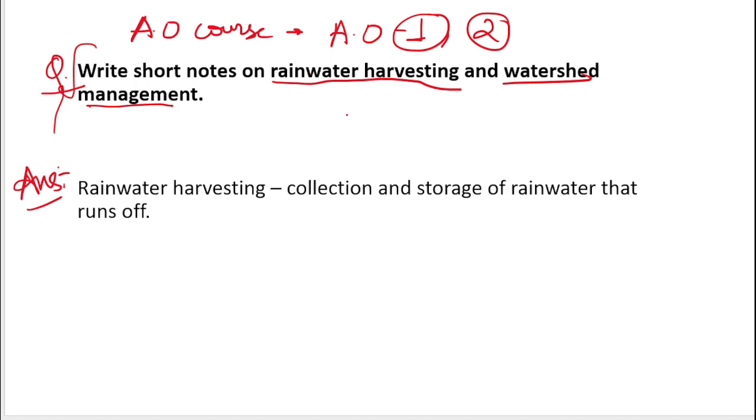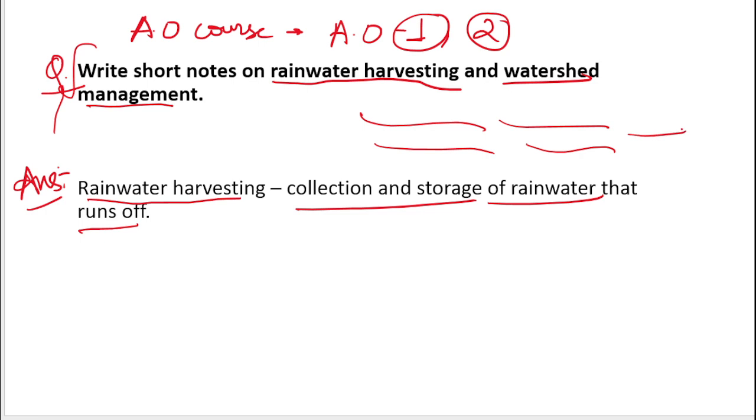So let's start. What is rainwater harvesting? Rainwater harvesting is collection and storage of rainwater that runs off. The rainwater which, if not collected and stored, would simply run off. The collection and storage of this run off rainwater is known as rainwater harvesting. From where can we collect and store it? We can collect it from rooftops.